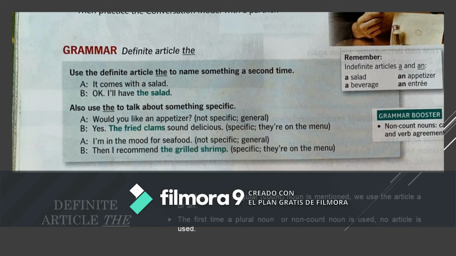Also, you need to know that the first time that a plural noun or noncount noun is used, we don't have to use an article. For example, if I tell you, I want to eat carrots, right? So how is the first time that I mentioned carrots? I'm not using any article, right? Also, when we are talking about something specific, we use the, and when we're talking about singular, indefinite things, we use the articles a or an, right?